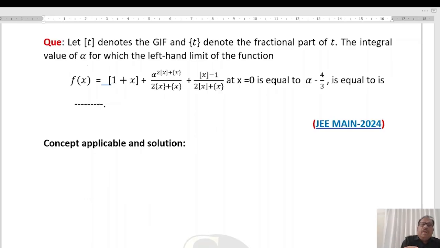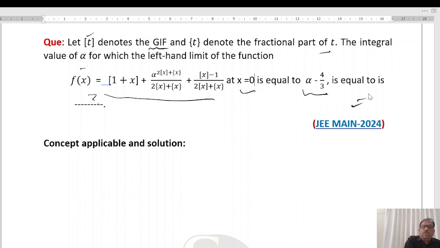Question is, let [.] denote the GIF, greatest integer function, and {.} denote the fraction part function. The integer value of alpha for which the left hand limit of the function at x equal to 0 is equal to alpha minus 3. We have to fill up the value of alpha here. Question is taken from JEE 2000.